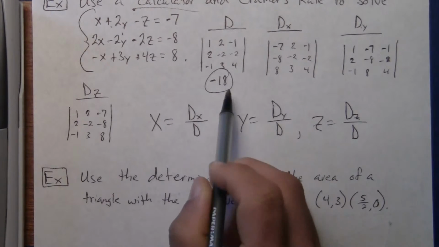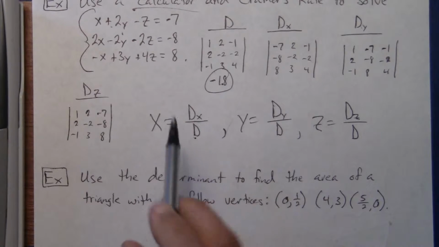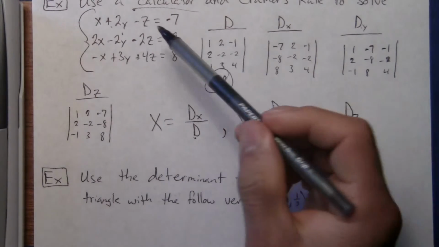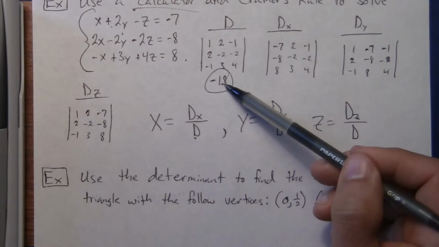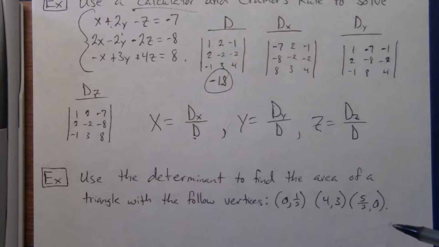So why do I want to find D first? Well, what's going to happen if D is equal to 0? It means that I can't solve it using Cramer's rule because I can't have D in the denominator. So if you got a problem like this and it says solve using Cramer's rule and you get D equals 0, you can just simply say cannot solve using Cramer's rule.